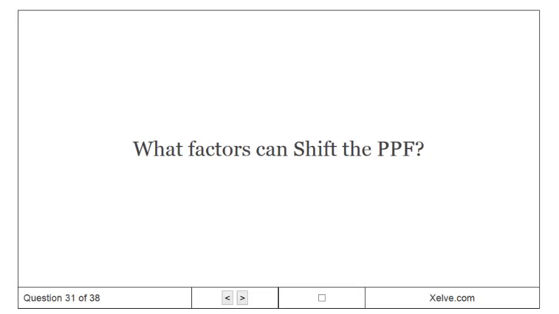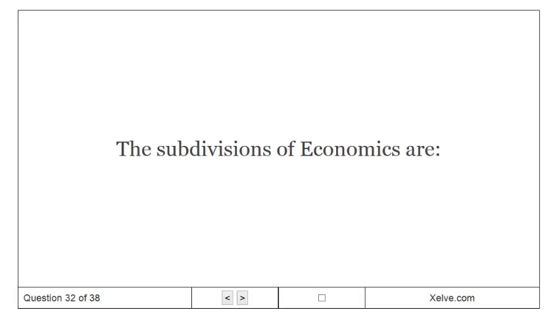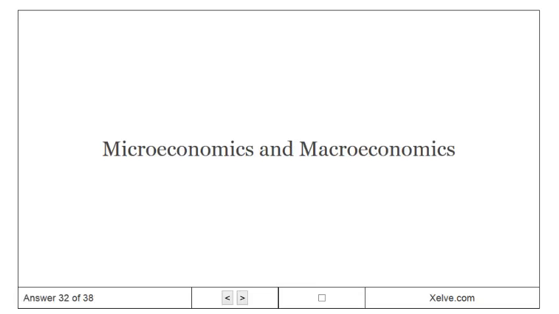What factors can shift the PPF? War, natural disasters, technology improvements, etc. The subdivisions of economics are microeconomics and macroeconomics.